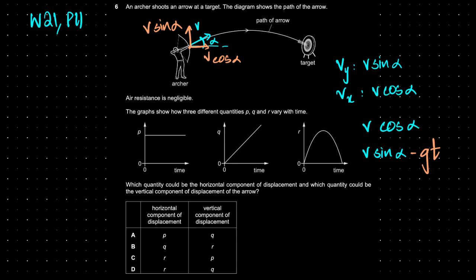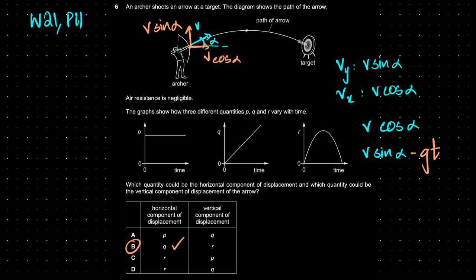Another way you can think of this problem is that if the horizontal component is fixed, then the displacement time graph should be an upward sloping straight line, because the gradient of the displacement time graph is velocity, right? So this corresponds to Q. So the horizontal component of displacement is definitely Q, and hence we have option B as the correct answer.